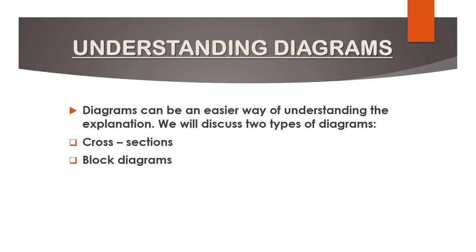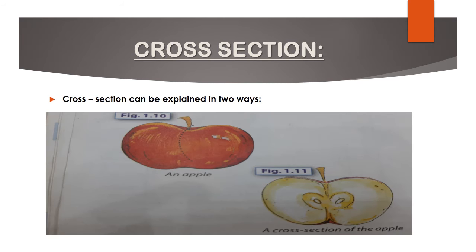Our next heading is understanding diagrams. Its first type is cross section. As you can see in this picture, when the apple is cut from the middle, the flat side of the apple is showing a cross section of the apple, right?